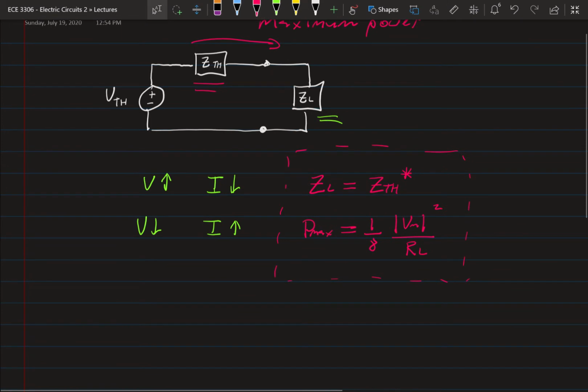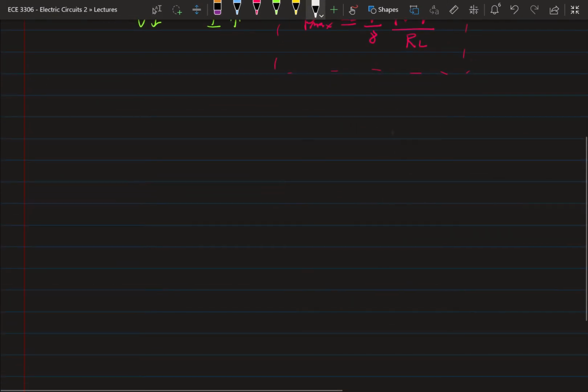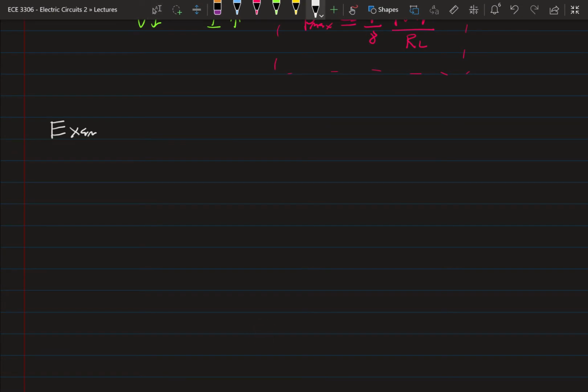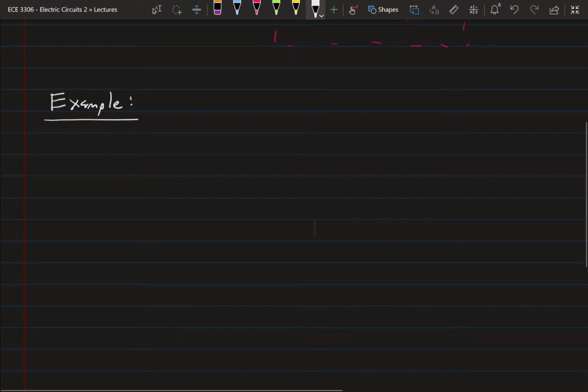That's really all there is to it, so let's go ahead and just jump right into an example. And this example will also tie up some of the other things that we've talked about in this chapter. So first, let's draw the circuit that we're given.